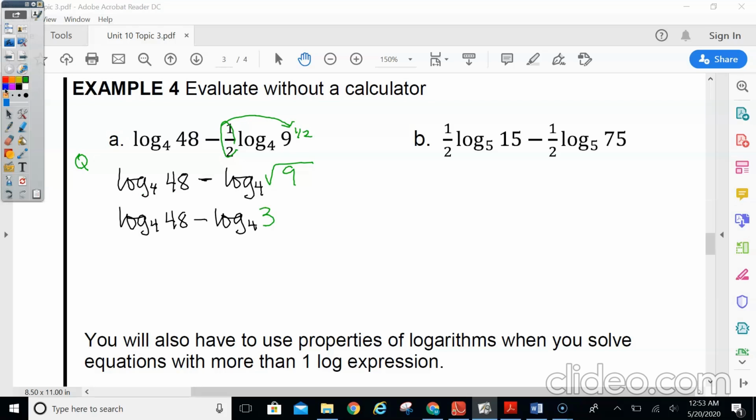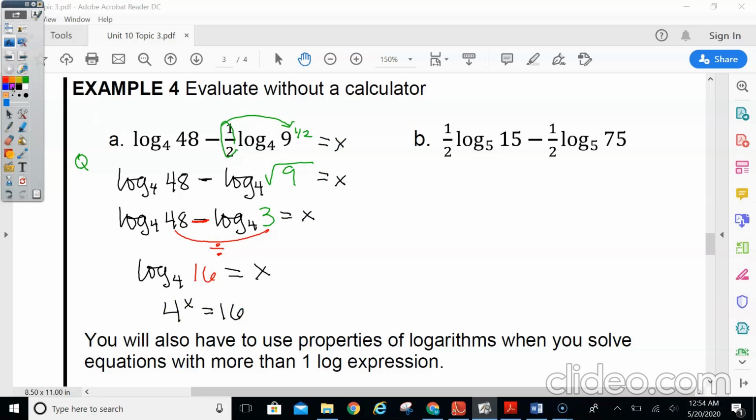So now, since we're subtracting these two values, we can combine these two together by dividing the arguments. So what's 48 divided by 3? Well, that's 16. So log base 4 of 16. Now we want to know what is this equal to. So technically, if we wanted to, we can make all of these equal to x and solve. So now we say 4 to what power is 16?